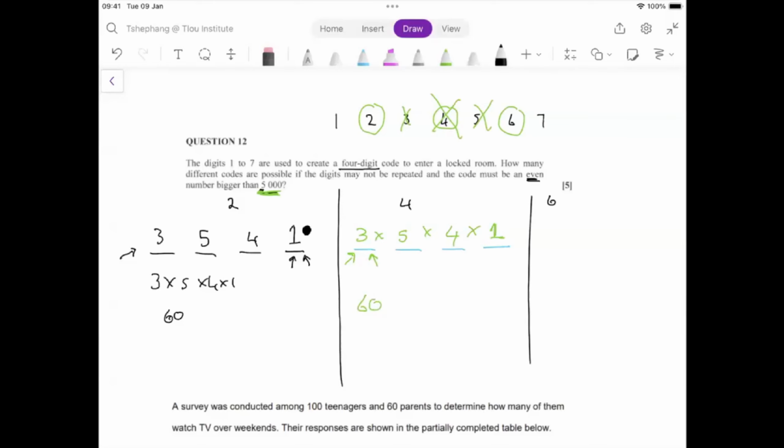Now, same code, 4 digits. We put a 6 at the end. How many 6s can we pick? How many 6s are at our disposal? Only 1 6 is at our disposal. So we take that 6 and we put it here. Now the 6 is no longer there.